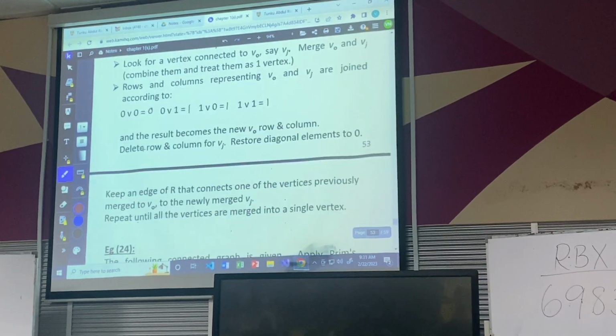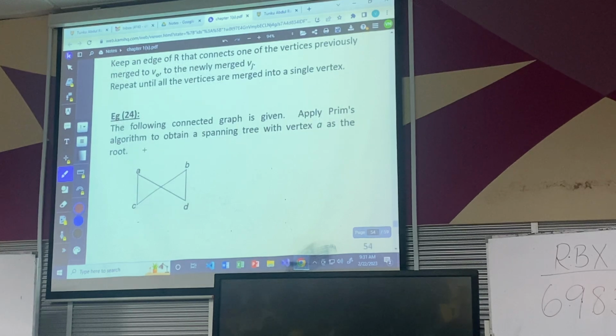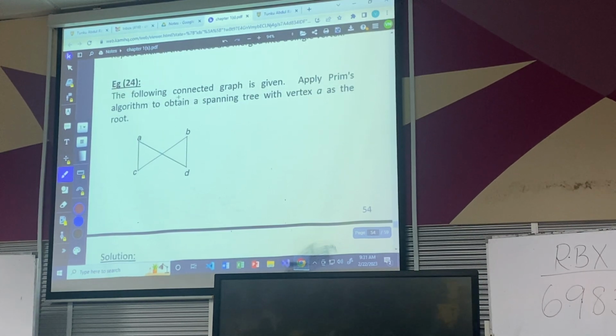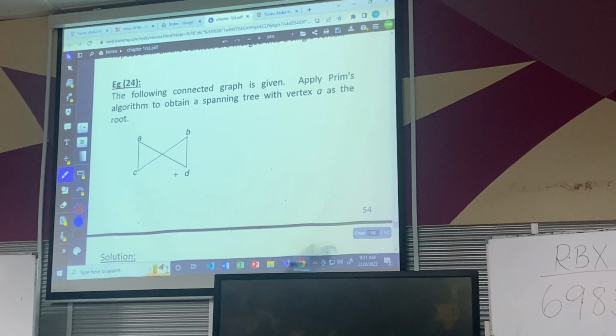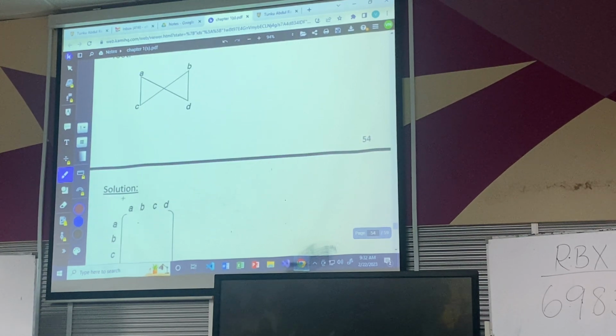So now we look at the example here. This graph has no weight. So you have a connected graph here, and we will try to find the minimum spanning tree. A simple graph only. Now, first thing we need to do is convert this to a matrix. When we convert this to a matrix, we just look at which vertex is connected to which one, then we put it as 1.